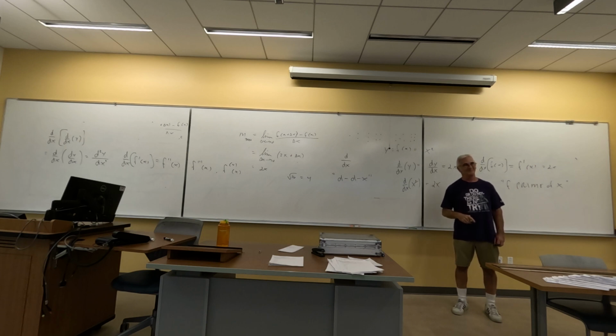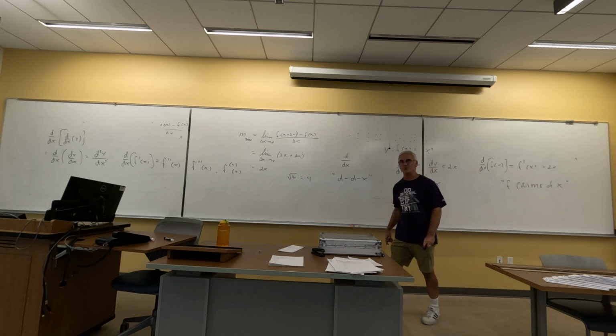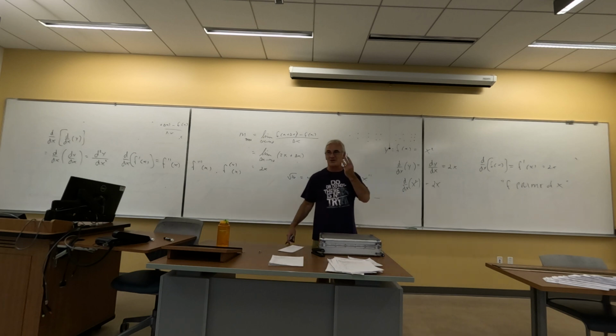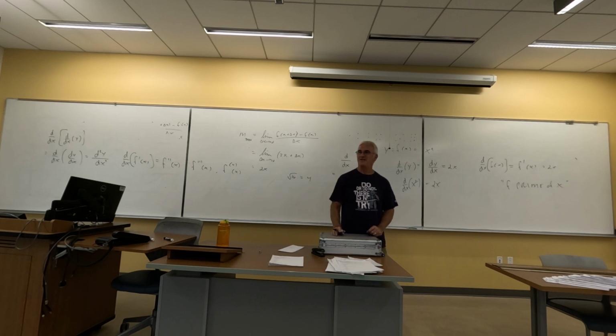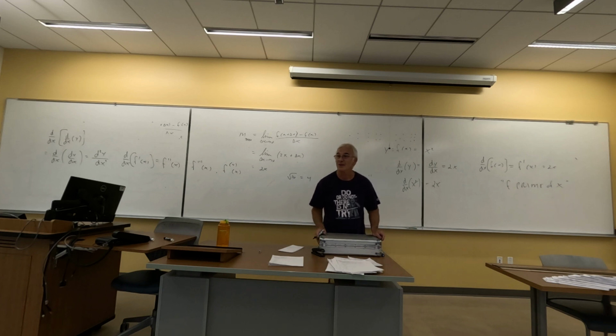Roman numerals. What's the most number of symbols you ever have in Roman numerals? 3. Because the number 4 is IV. 8 is VIII, whatever you want to call it. But 9 is what? IX. So in Roman numerals, you never have more than 3 symbols in a row.